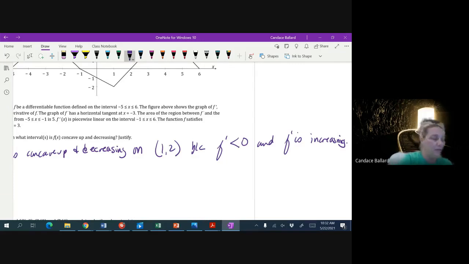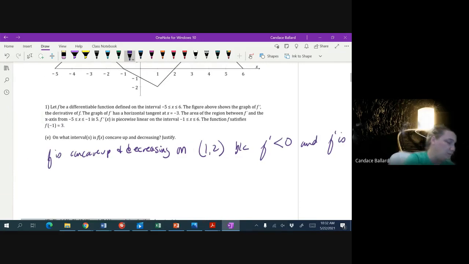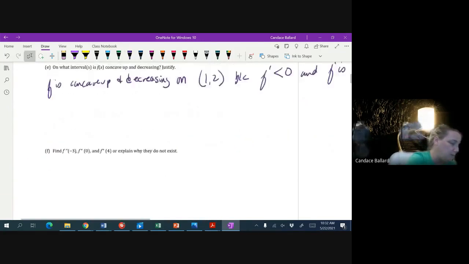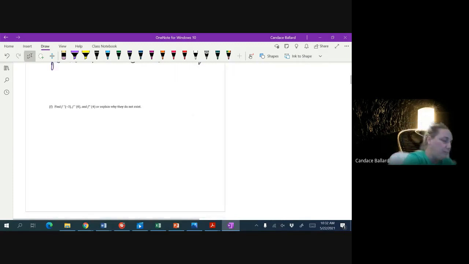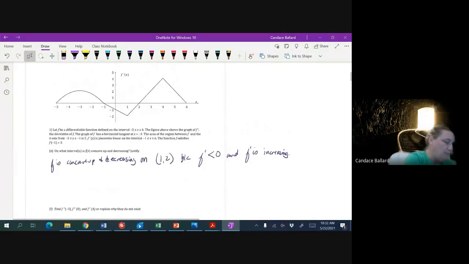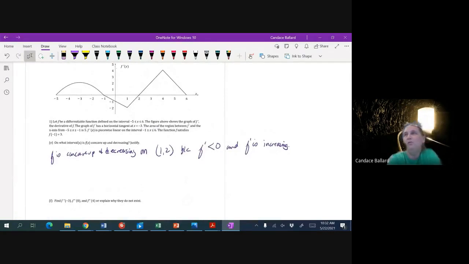Okay, I'm going to do a couple more sections of this one, and then we'll see where we're at on time. We might take a quick break, and then it'll be Mrs. DeWitt's turn. Okay, we have to find F double prime at -3, F double prime at 0, and F double prime at 4, or explain why they don't exist. If we started with the graph of F prime, what does the double prime mean we're going to be looking at?